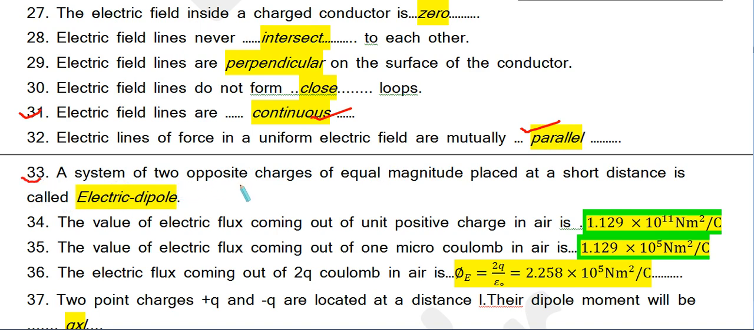A system of two opposite charges of equal magnitude placed at a short distance is called an electric dipole. The value of electric flux coming out of the unit positive charge in air is 1.129 × 10^11 Newton meter square per coulomb. You can calculate it by Gauss theorem, that is phi equal to Q upon epsilon naught.